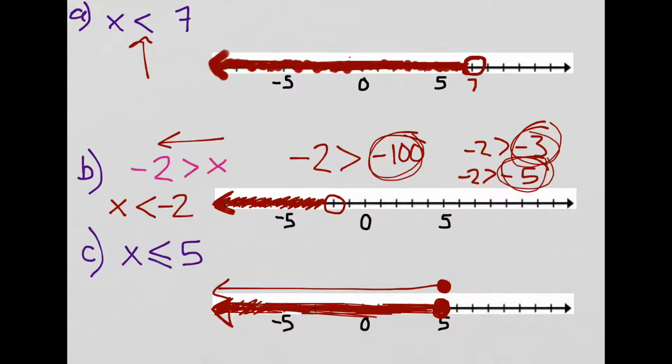Use some common sense and pick a number from your shading to plug into the inequality to test. For example, on A, I shaded in 0 right here. See that? 0. If I put that into this inequality, is 0 less than 7? Yeah. Okay, it works. I did it right. I shaded it on the correct side.